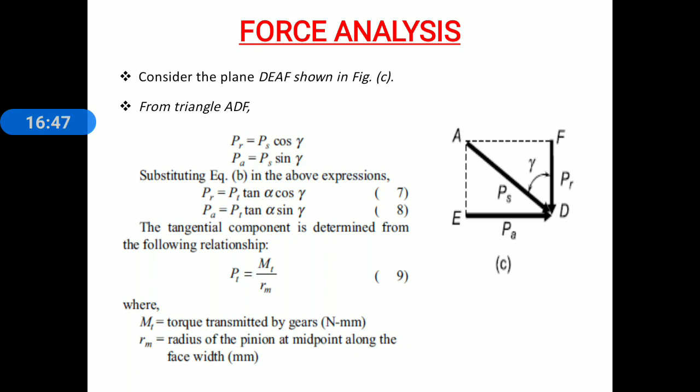Similarly, sin gamma. Sin gamma, front side to the hypotenuse. Front side is AF and hypotenuse is AD. AF is equal to ED, and ED is equal to the axial component, and therefore sin gamma is equal to axial component divided by separating component, and therefore the axial component PA is equal to separating component into sin gamma.